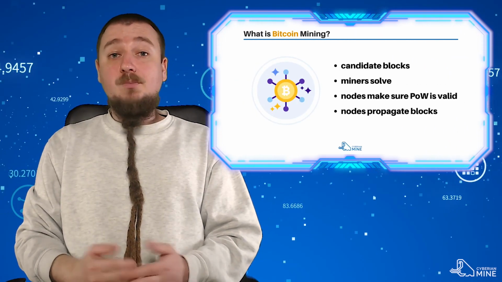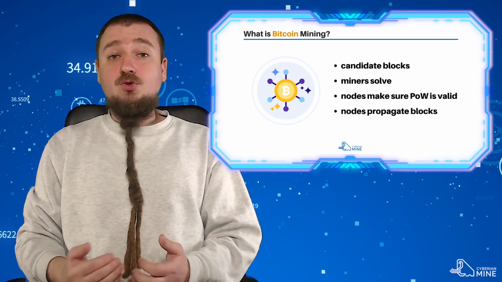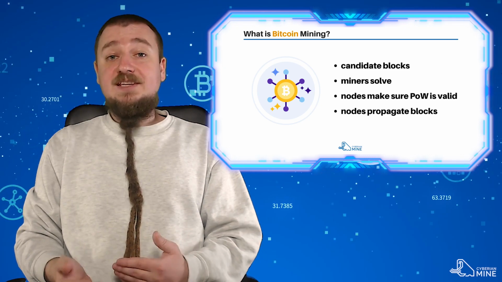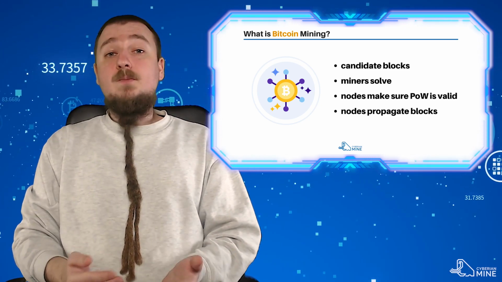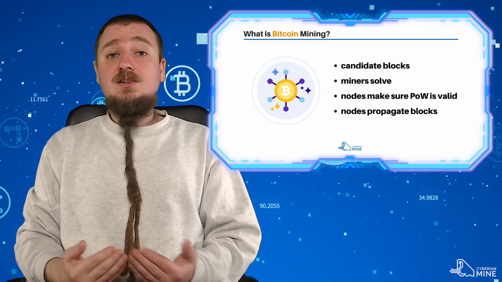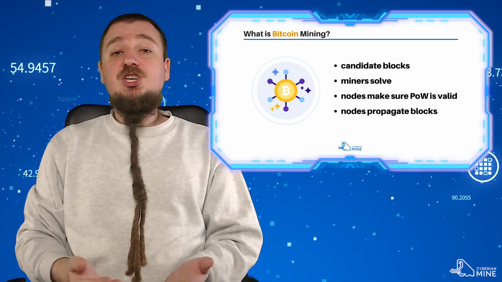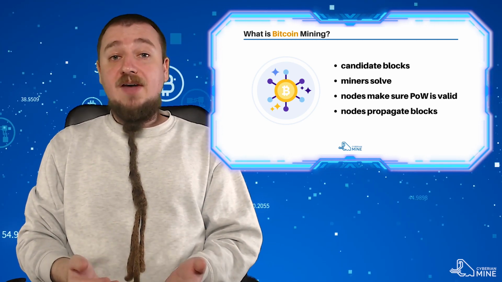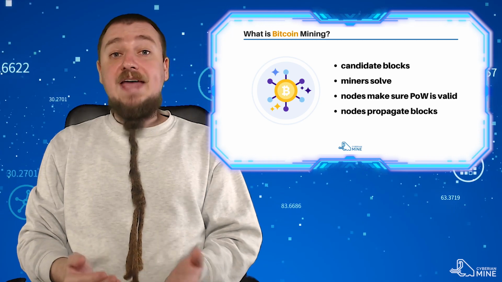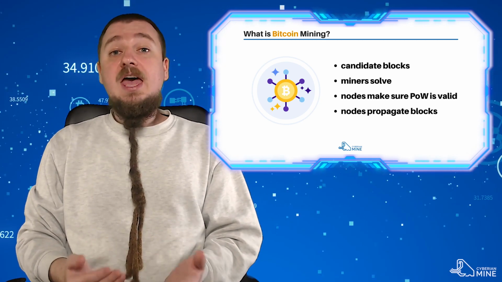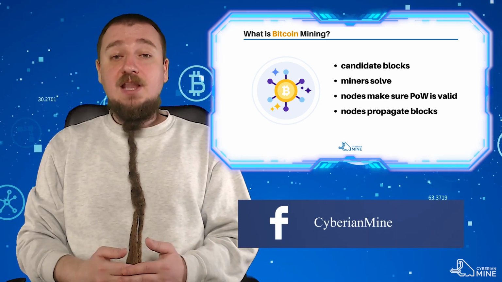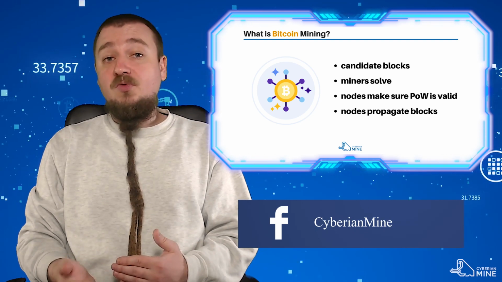Nodes create candidate blocks which contain the transactions that need to be processed. These blocks are sent to the miners to be solved. Once a miner finds the correct nonce, it signals to the network that the work is done. Each node makes sure that the proof of work is valid, and if everything is in order, they add it to their copy of the blockchain and propagate it to the other nodes in the network, which also make sure that the proof of work is valid.